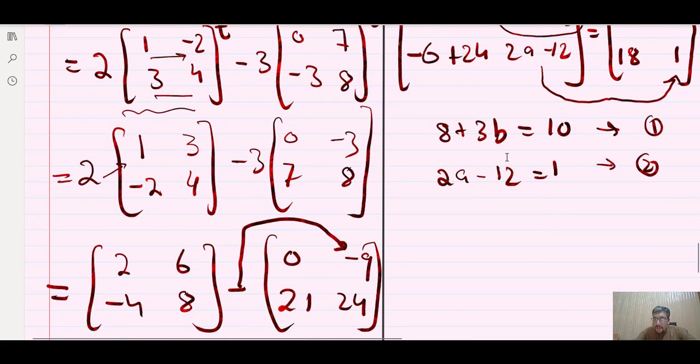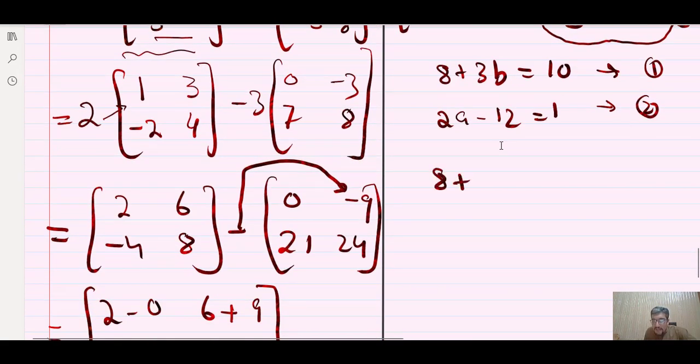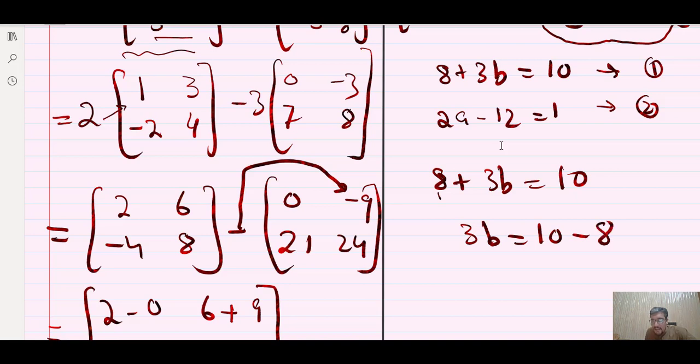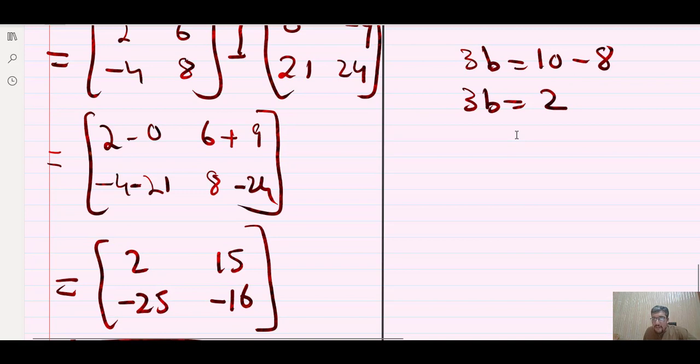So from equation 1, that is 8 plus 3b is equal to 10, if I shift this 8 to the right hand side, it will be 10 minus 8, because here it is positive. When we change the side, it will change the sign as well. So here it was positive, when I change the side, its sign is negative. So 3b is equal to 10 minus 8 gives you 2. So b, since 3 is multiplying, it will be shifted to the other side in the denominator. It will be 2 by 3. This is the value of b.